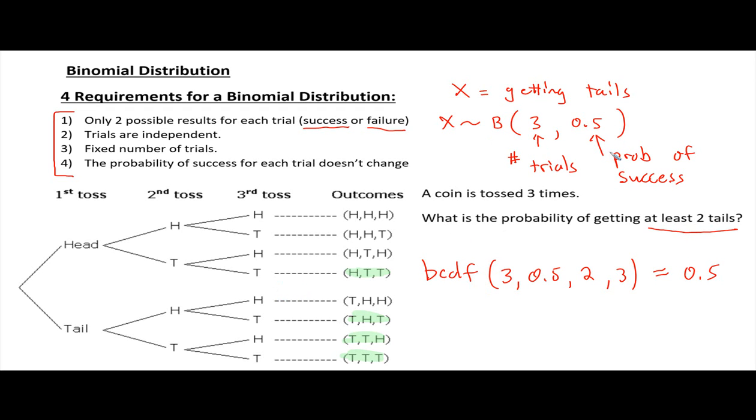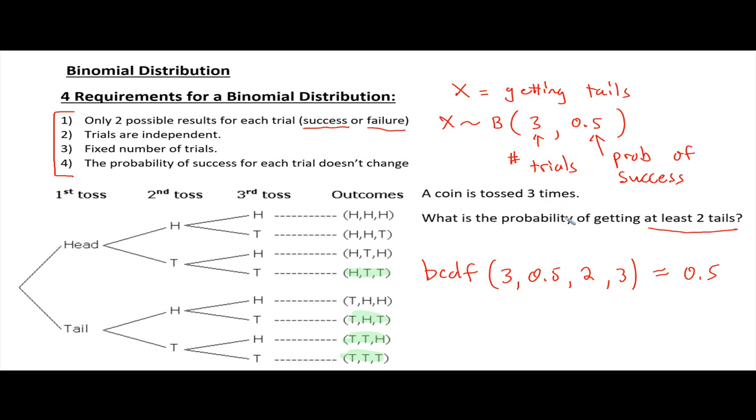So if we can do this problem without binomial distribution, why would we do it with binomial distribution? This question, you probably don't need binomial distribution. But imagine a question where you tossed a coin, instead of 3 times, 50 times. You're not going to make a tree diagram that represents 50 tosses. So that's the purpose of binomial distribution.